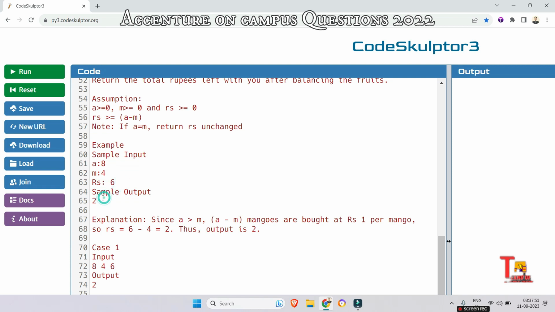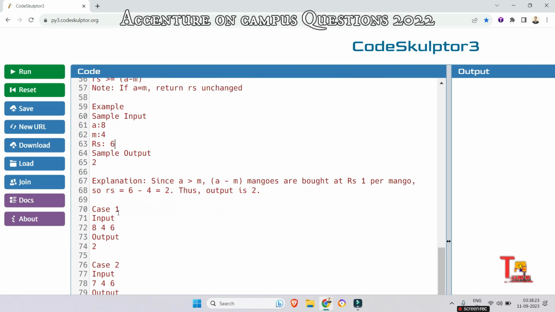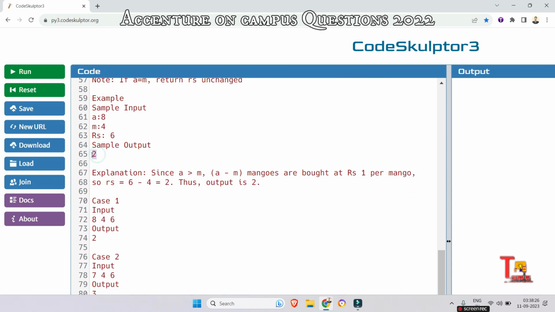How is the output 2? Actually, the rupees left with you is 2, right? The number of apples in this case is greater. So if a is greater than m, then we have to buy a minus m mangoes. So 8 minus 4 mangoes. So we have to buy 4 mangoes at rs 1 per mango. So we have to expend 4 rupees, right? If we expend 4 rupees, then how much will be left? Actually, 6 minus 4 rupees we will have, right? So that means 2 rupees in our pocket. So the output is 2.